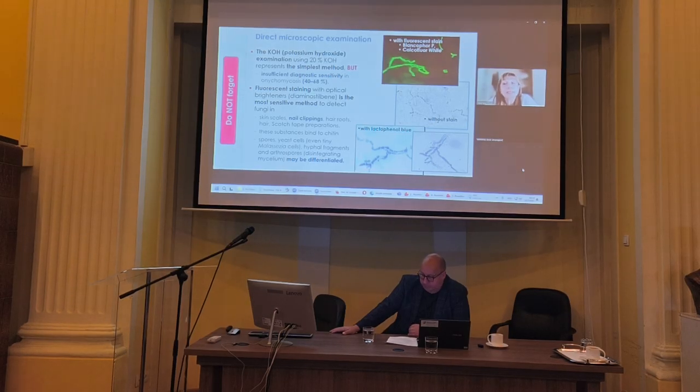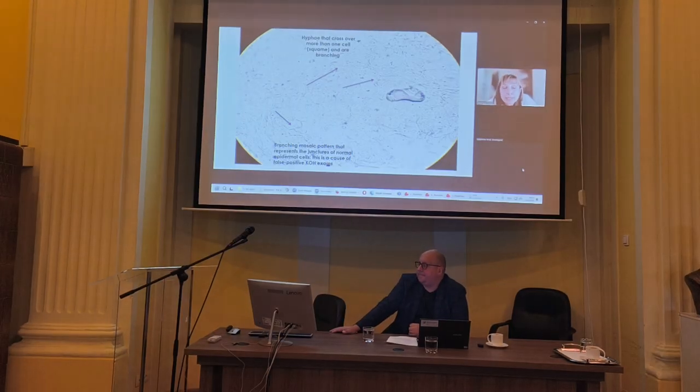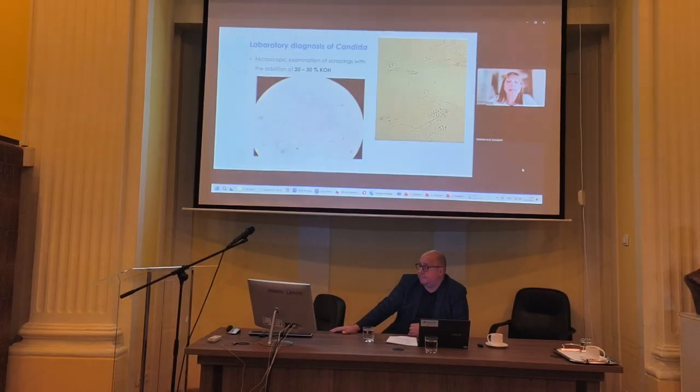In these slides, you can see also without stain, with lactophenol blue, and also with fluorescent stain, and how we can see the hyphae of the fungus. Here, without staining, we can see hyphae that cross over more than one cell and are branching here. And also be careful about the branching mosaic pattern that presents the juncture of normal epidermal cells.